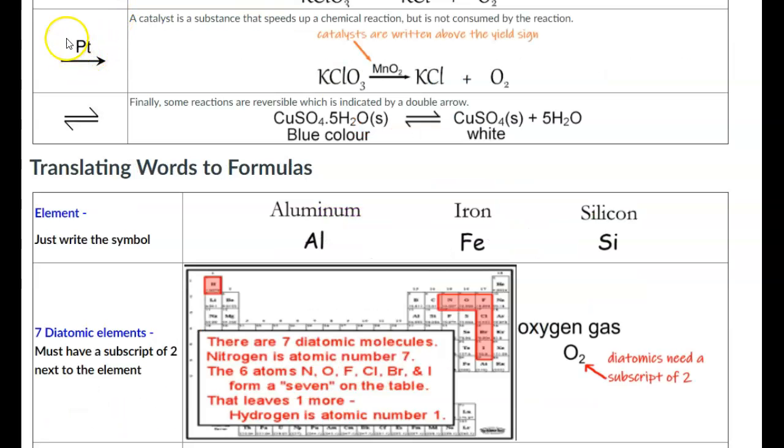Sometimes you'll see something written above the arrow, and that indicates a catalyst, which is used to speed up the reaction, but is not consumed by the reaction. So it would be right here above, sometimes below the arrow.